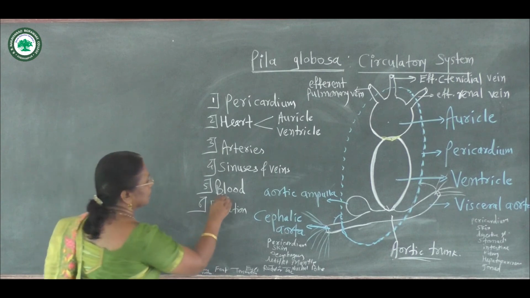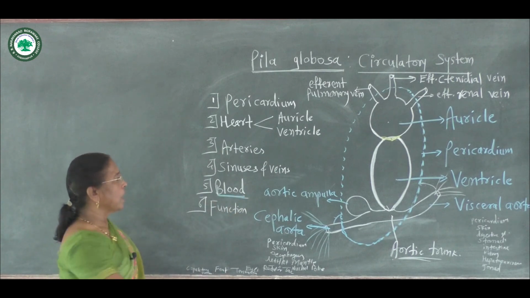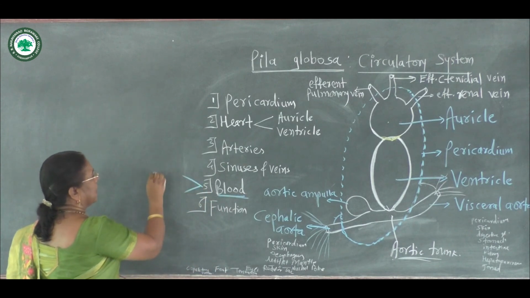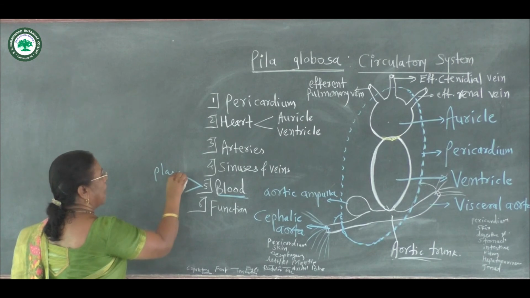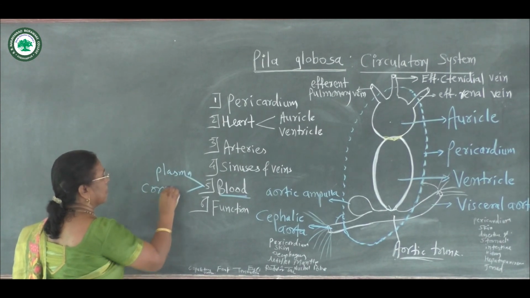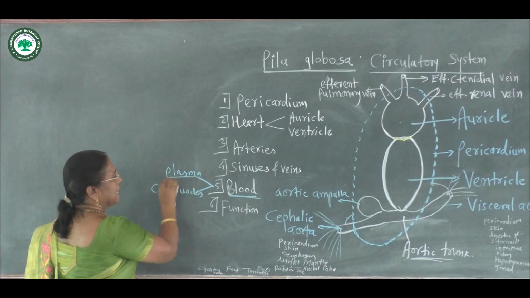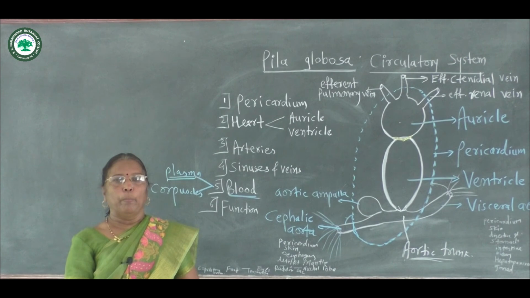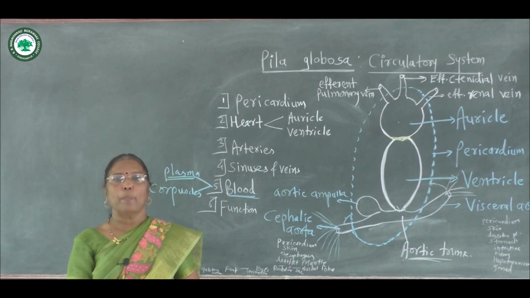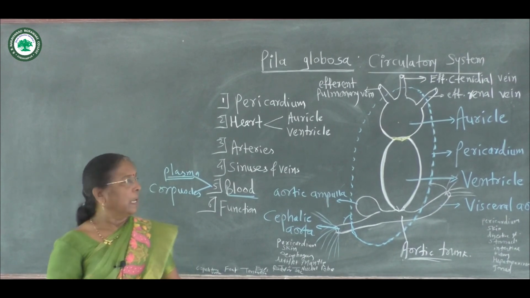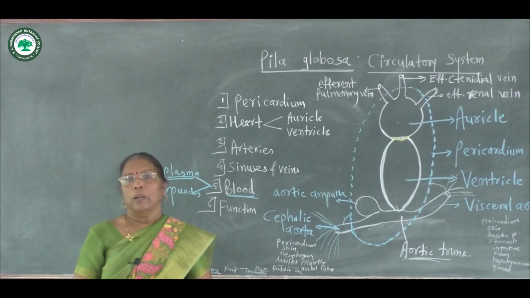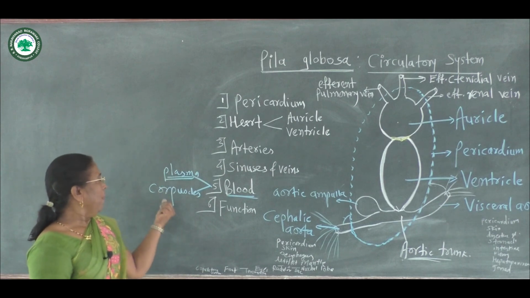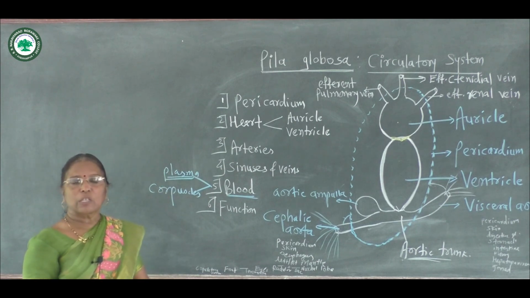Blood of Pila globosa shows 2 parts, that is the plasma and corpuscles. Plasma is blue in color due to the presence of the pigment hemocyanin. Hence, due to the hemocyanin, blood becomes blue in color. In the blood, different blood corpuscles are also present.